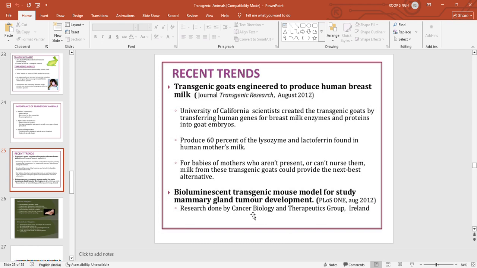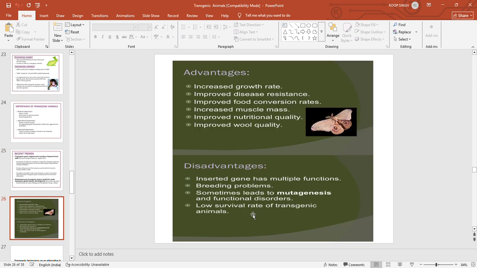Some bioluminescent transgenic mouse models can be used for studying mammary gland tumor development. So there is a lot of utility for these transgenic animals. There are several advantages like increased growth rate, improved disease resistance, improved food conversion rate, increased muscle mass, improved nutritional quality, and improved wool quality also.